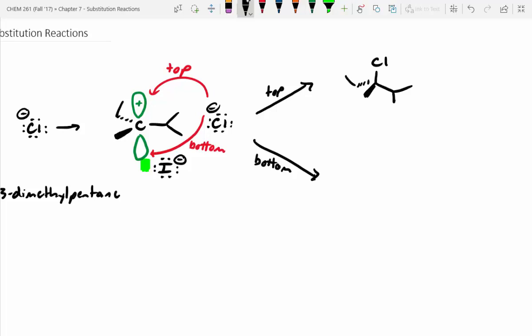Okay, and then for the bottom one, we know it can possibly occur, but it's a little less likely. The chlorine will be attached. Isopropyl group will still be a straight line. Methyl group will be a wedge. And then this ethyl group will be pointed back like that. What's the relationship between these two compounds?